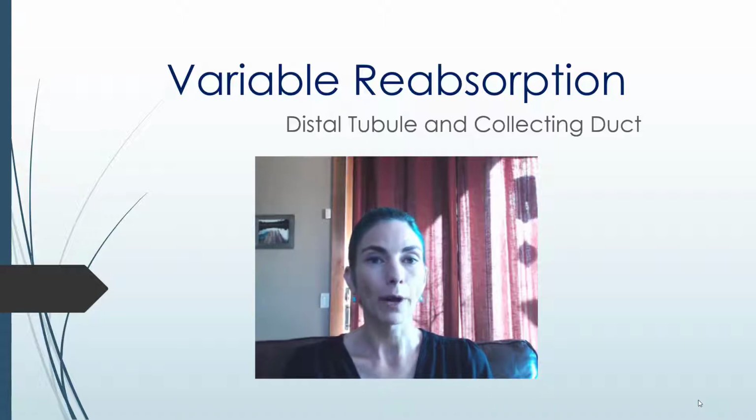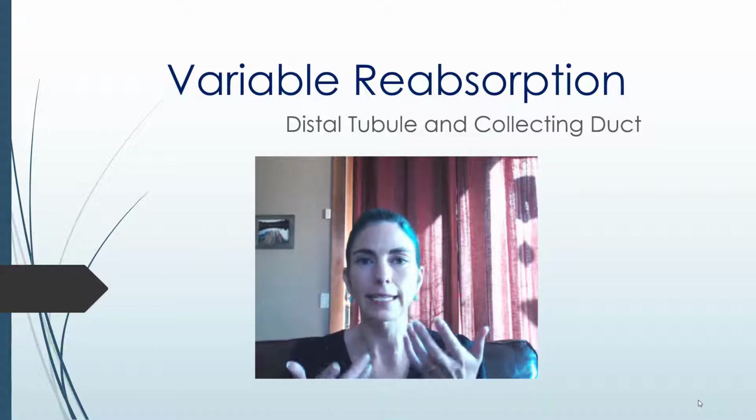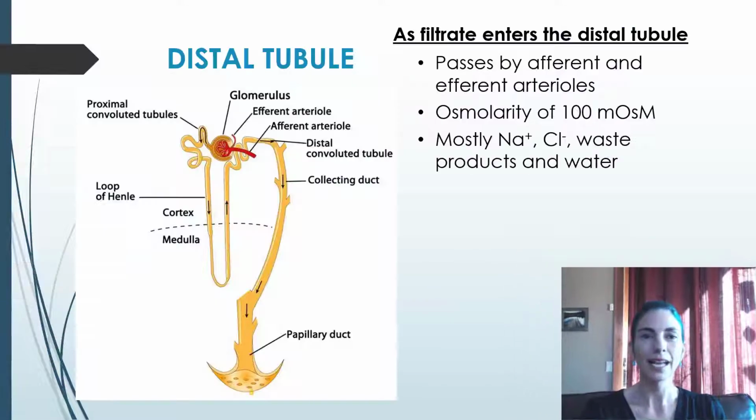Up until this point, we really have only looked at autopilot reabsorption, or obligatory reabsorption. In other words, it runs the same way every time and really doesn't get adjusted moment by moment based on the body's needs. Here, we are going to adjust the reabsorption, and also a little bit of secretion, based on the body's needs. Let's start by reviewing the distal tubule.